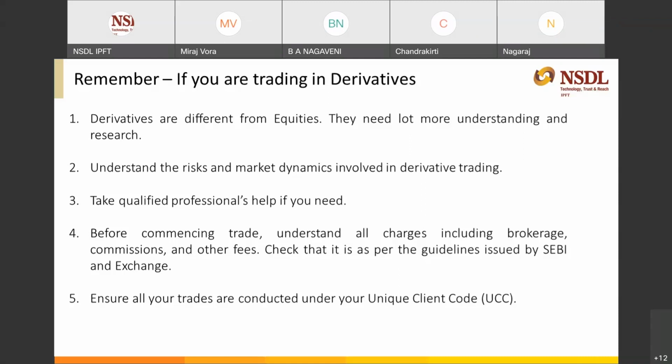Before commencing the trades, you should understand all the charges which might be included. Say for futures and options, STT charges vary if you are squaring off through the market, or if you are exercising your right, the STT differs. So all those exchange charges need to be understood before entering into the trades. And please always trade through exchange registered or semi-registered brokers only, and not through unregistered brokers.